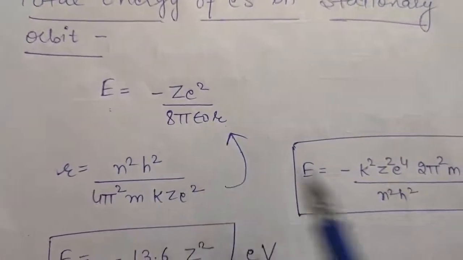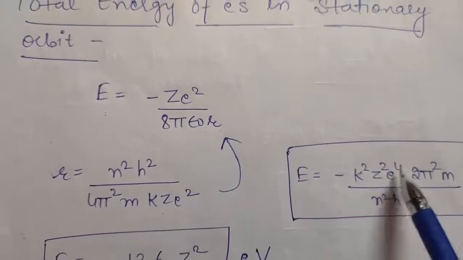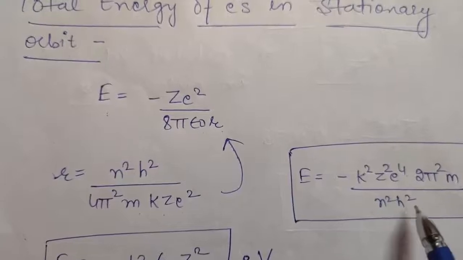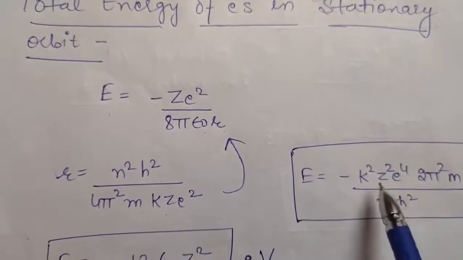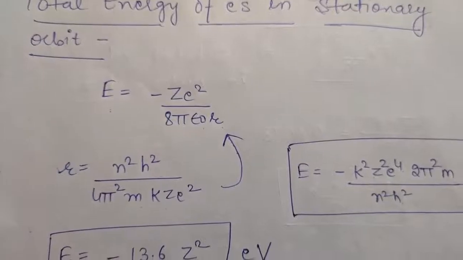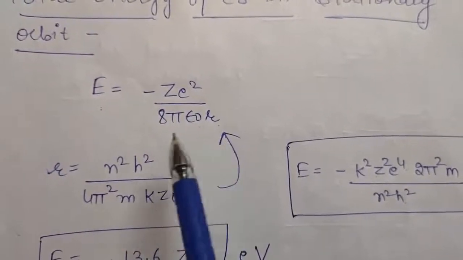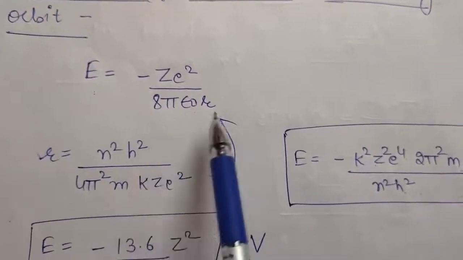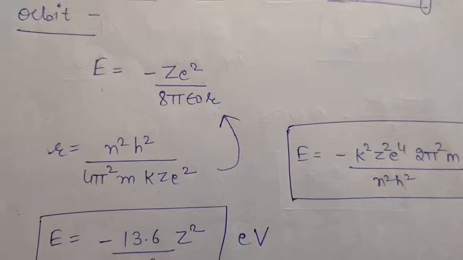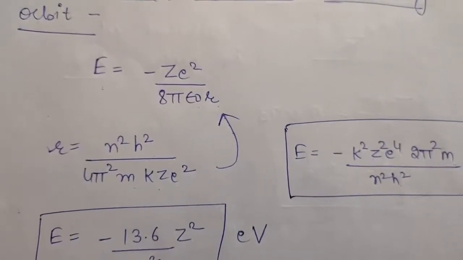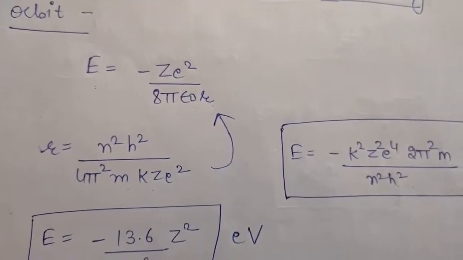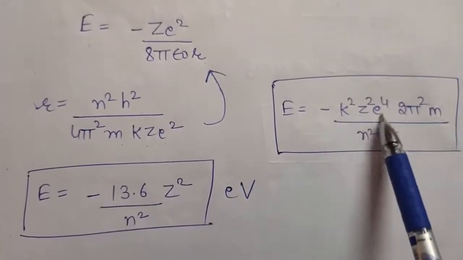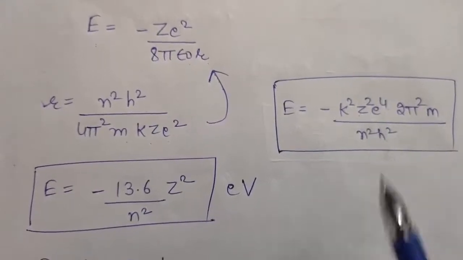When you put it here, E will come to be minus k square z square e to the power 4 into 2 pi square m upon n square h square. I am writing this general formula, therefore I have put z here instead of 1. And this value you have calculated in your previous lectures. One more thing, we have calculated this value by using Bohr's first postulate only, that is, centripetal force was equal to electrostatic force. Now if you again see here, you know all the values, that is k, e, 2, pi, m and h.